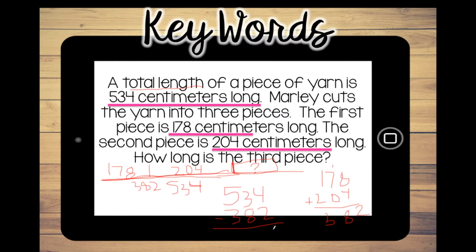So we have 4 take away 2 is 2. 3 take away 8, we can't do that, so we're going to have to borrow from the 5, make it a 4. And the 3 becomes a 13. 13 take away 8 is 5. 4 take away 3 is 1. So our final answer is 152 centimeters is that third piece. They wanted to know how long the third piece was. This third piece is 152 centimeters long. Nice work, friends.